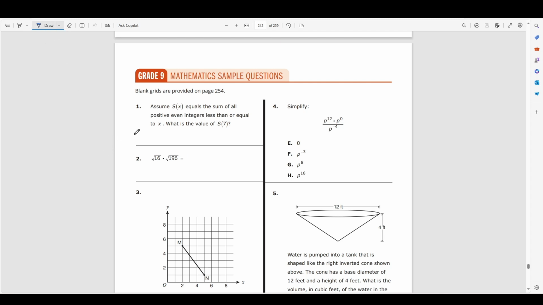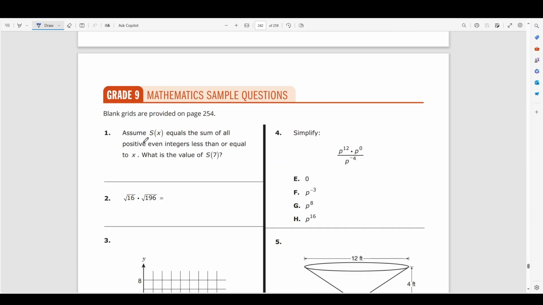So we're going to start off with number 1. It says that assume s of x equals the sum of all positive even integers less than or equal to x. What is the value of s of 7? Right, so s of x here is something that we call a function. A function is sometimes denoted by a letter and then x in parentheses. For example, f of x is a function, g of x, h of x, right? They're all written like this. Here, s of x is also a function.